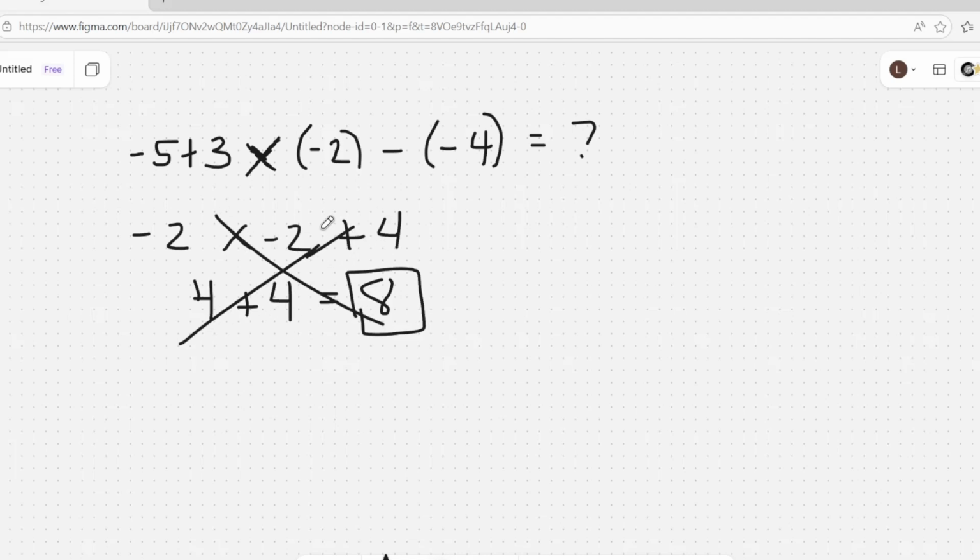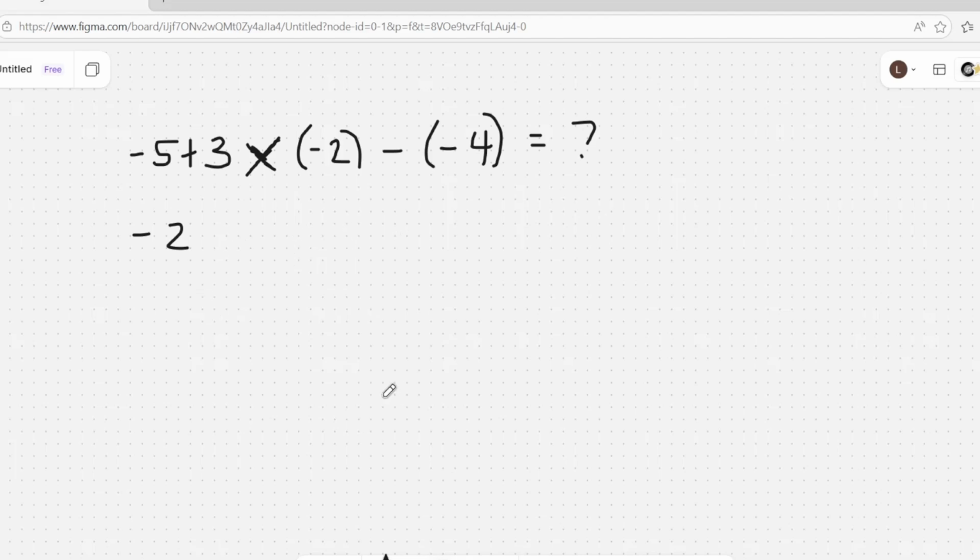So in this video, I'll show you how to solve this one, okay? Using the PEMDAS rule. So let's first delete all of this. So 8 is not the answer. So using PEMDAS, so we have here PEMDAS.